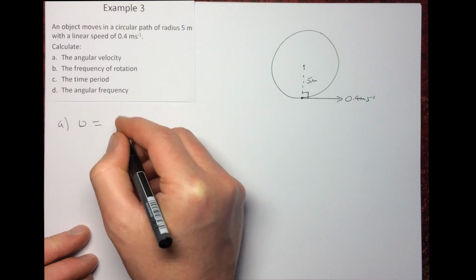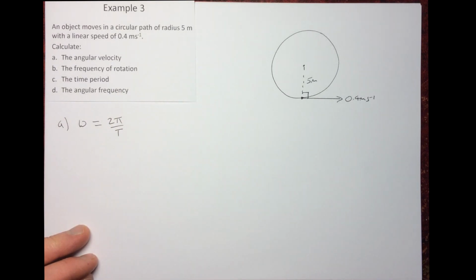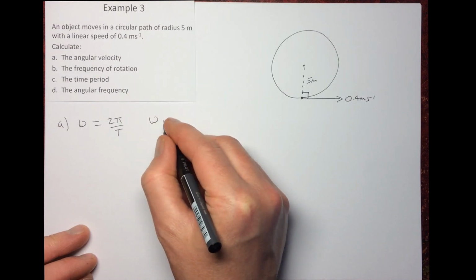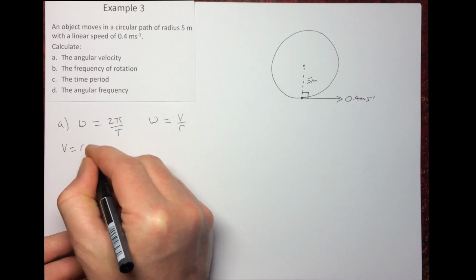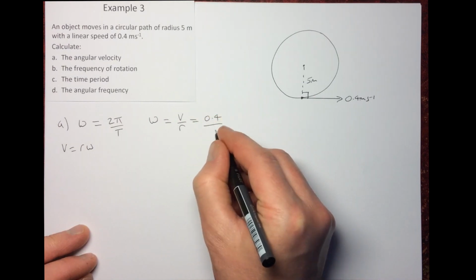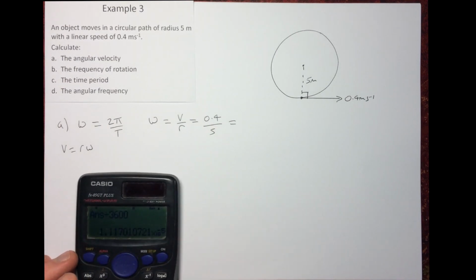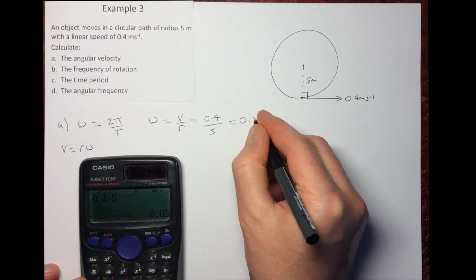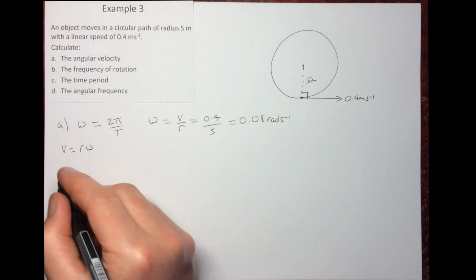So omega is equal to 2 pi over T, you could use that, but we don't know the time period, so that's no good. So omega is equal to v over r is the other one, because we know that v equals r omega, so omega is equal to v over r. So v is 0.4, r is 5, so 0.4 divided by 5 is going to give you 0.08 radians per second.